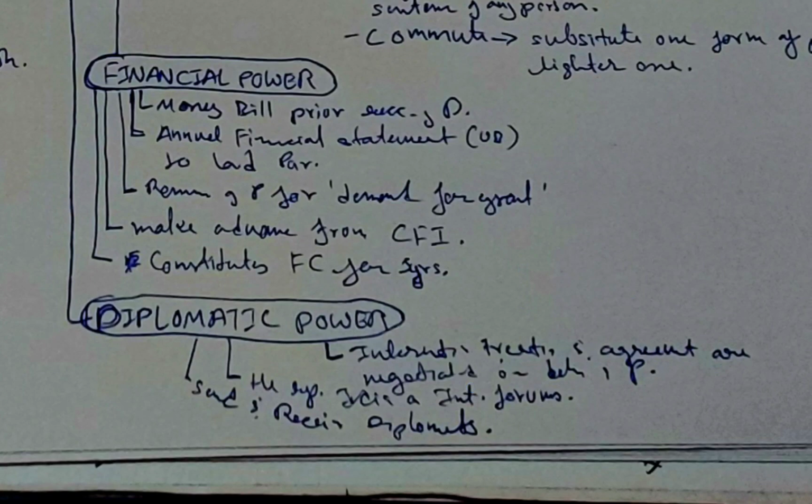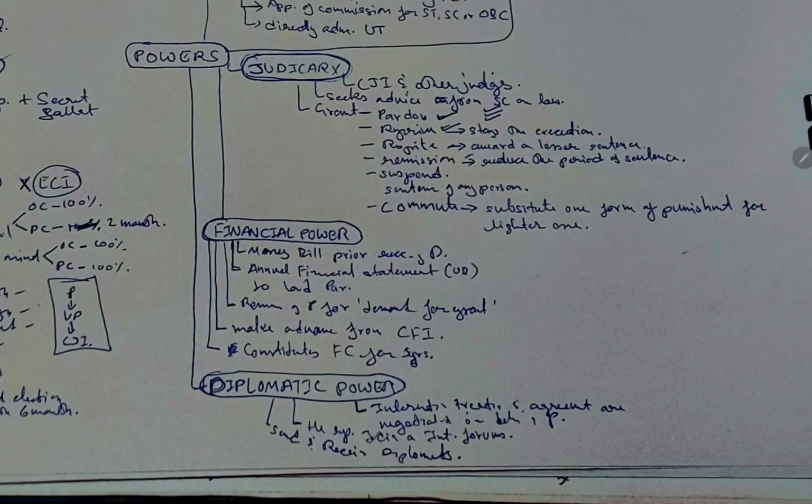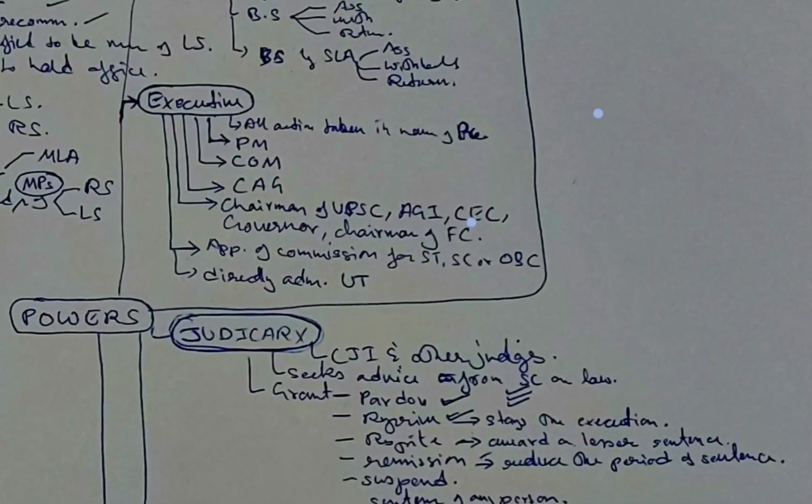Now, there are diplomatic powers also enjoyed by the president. What are those? International treaties and agreements are negotiated on behalf of the president. He represents India on international forums, and he can send and receive diplomats. These are the basic diplomatic powers enjoyed by the president.